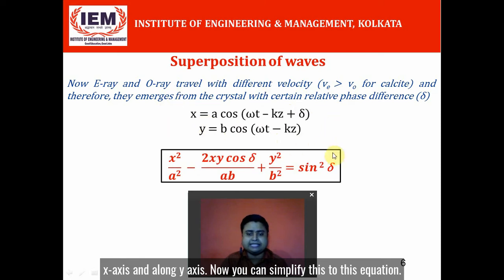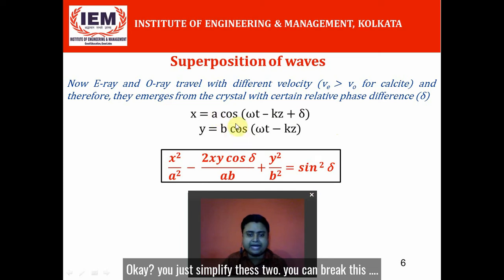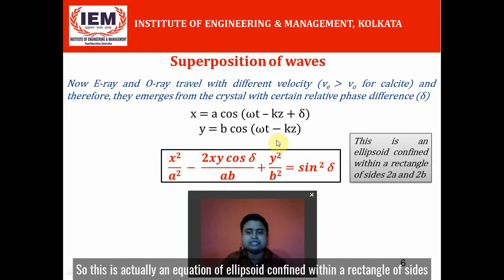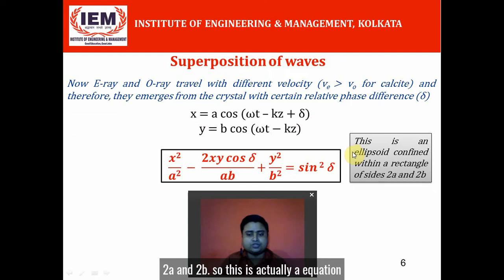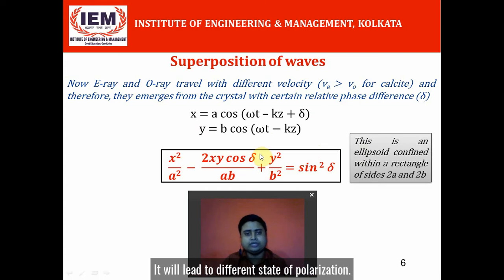Now you can simplify this to this equation. This is a task for you: simplify these two equations to this. You can expand cos(omega t minus kz plus delta), then replace this one and you get this. You have to do it yourself. This is actually the equation of an ellipse confined within a rectangle of sides 2A and 2B, and this will act as your mother equation. Depending upon this phase difference delta, it will lead to different states of polarization, but this is your mother equation.